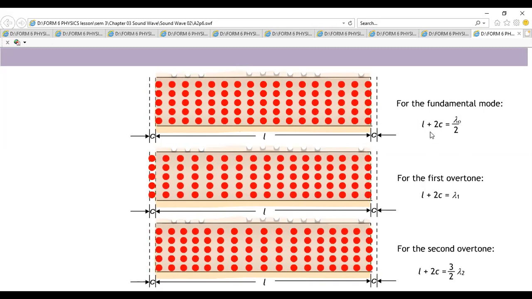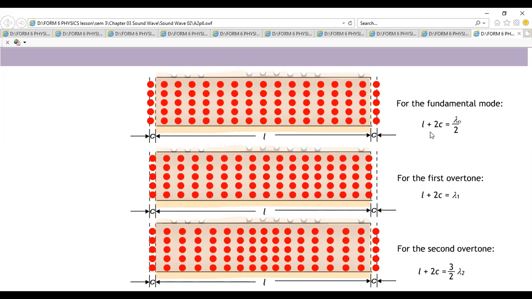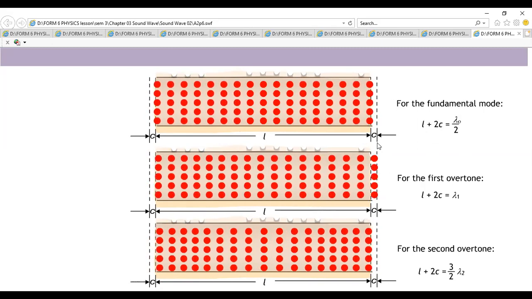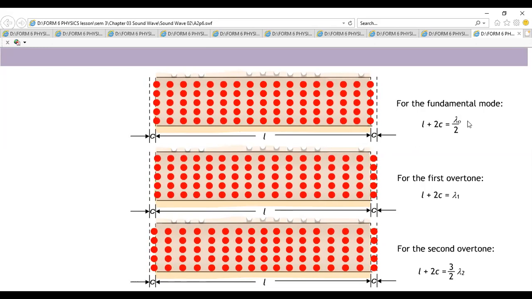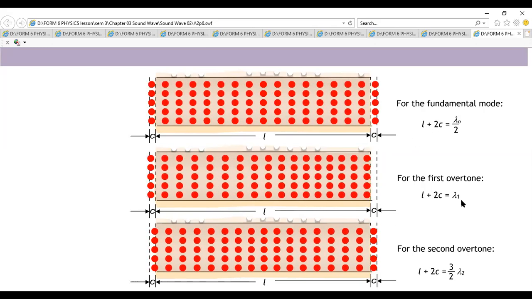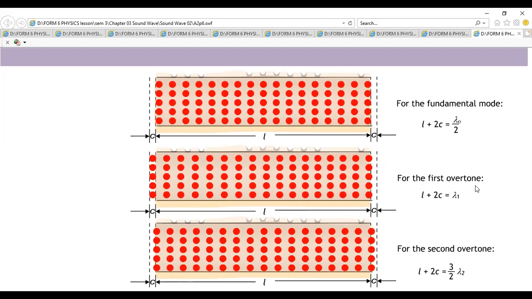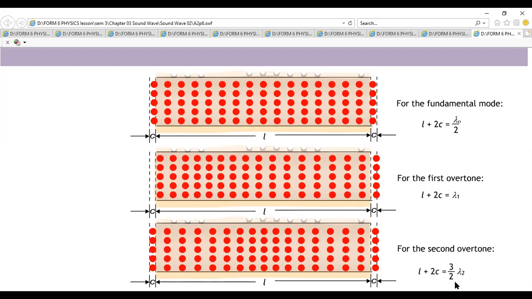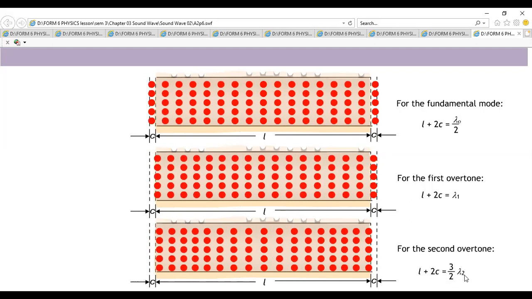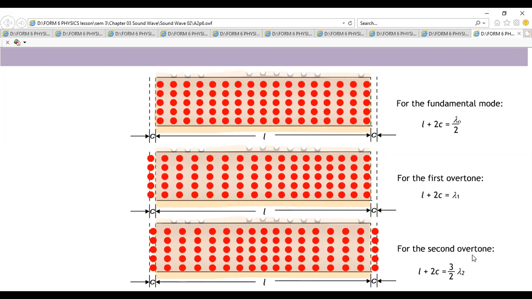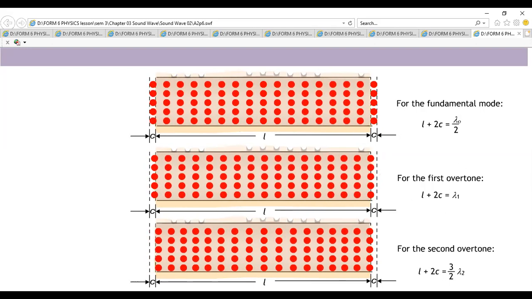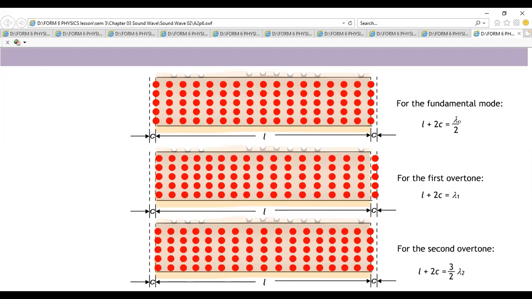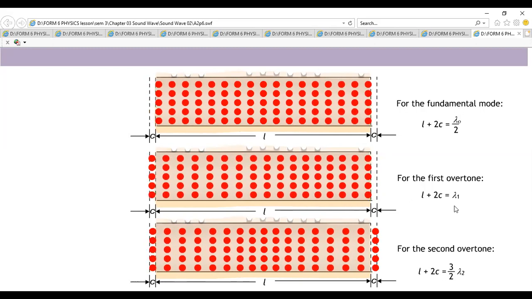If the question does not consider the C, this means that L equal to lambda over 2. L equal to lambda 1 for the first overtone and L equal to 3 over 2 lambda 2 for the second overtone, if the question didn't ask about the end correction.